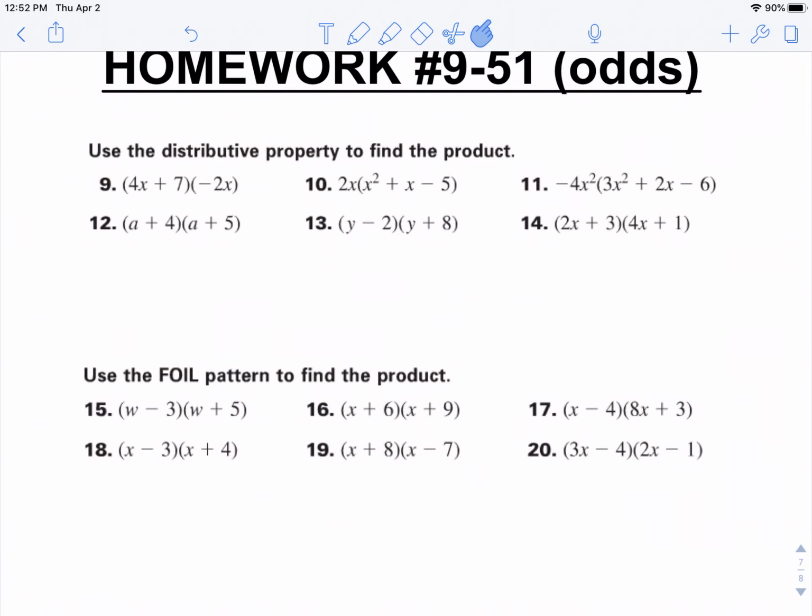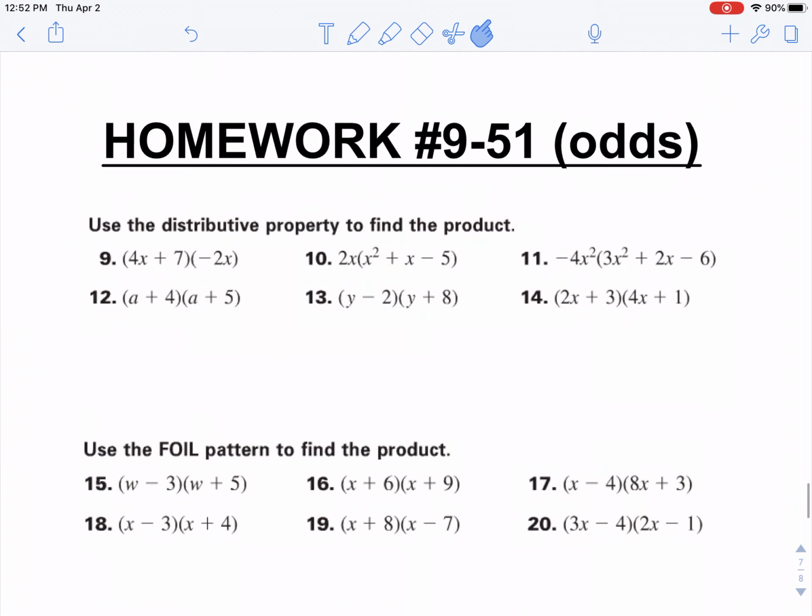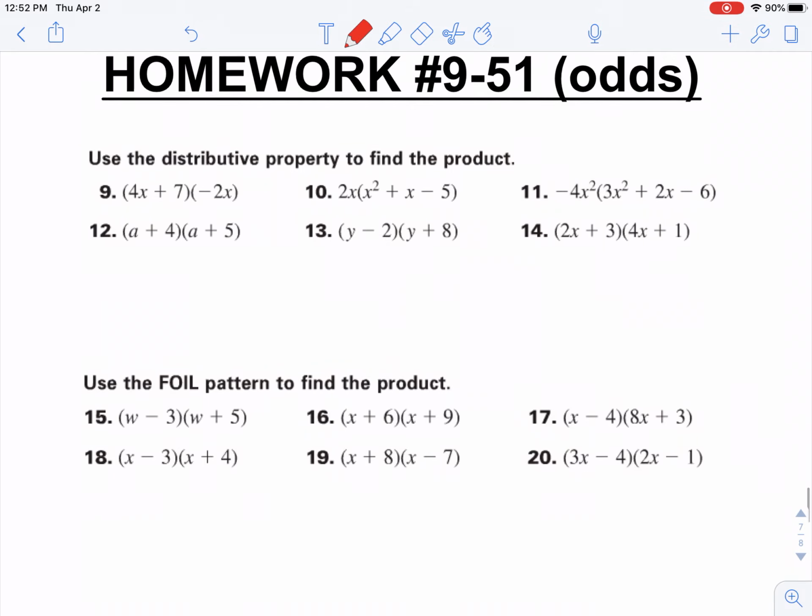All right, everyone. Let's do a couple practice problems from your homework. Numbers 9 to 51 odds. We'll do some problems just to give you some help here. So let's start with number 9.